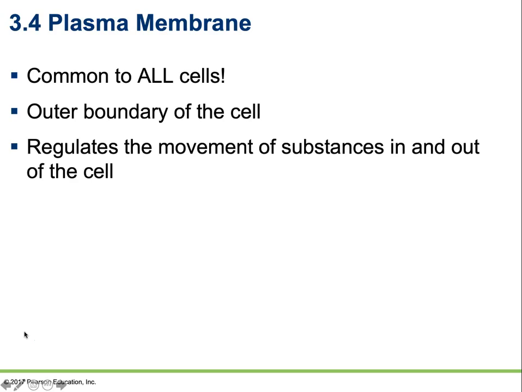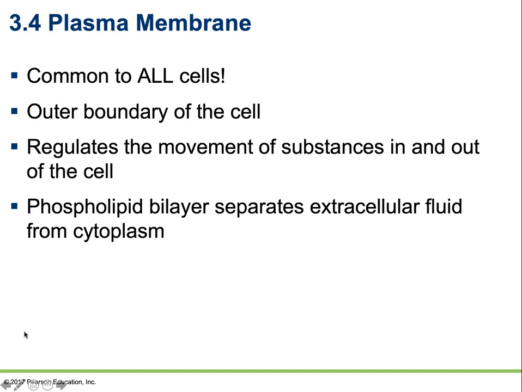So it's common to all cells. It's the outer boundary of the cell. It's going to regulate the movement of substances into and out of the cell. And it's going to be composed of a phospholipid bilayer. It's ultimately going to separate the extracellular fluid from the cytoplasm, or the outside of the cell from the inside of the cell. And there are a lot of key characteristics of this plasma membrane.